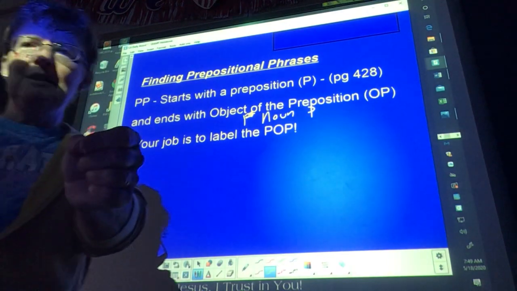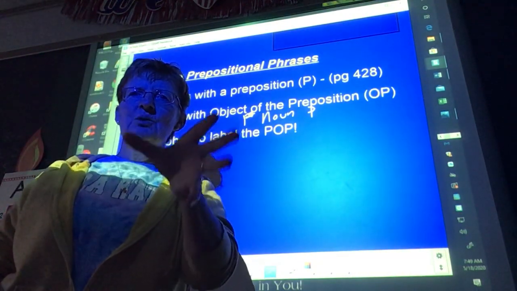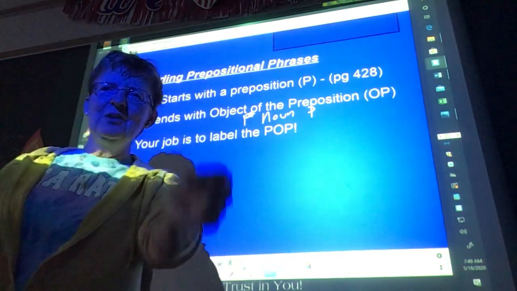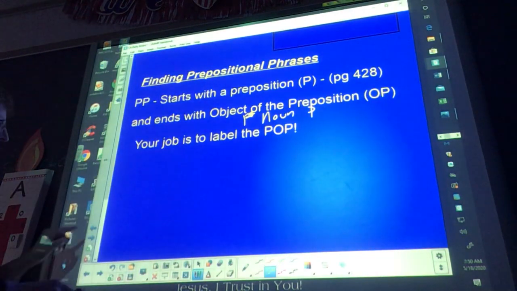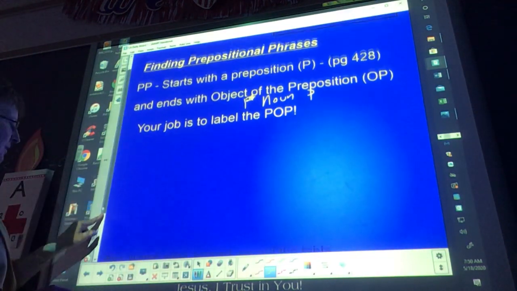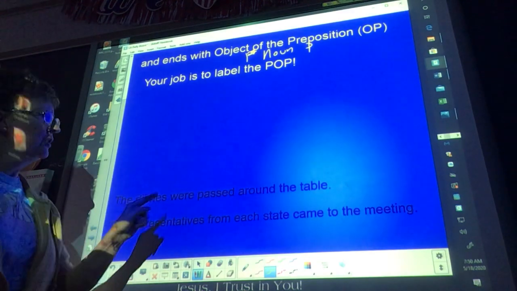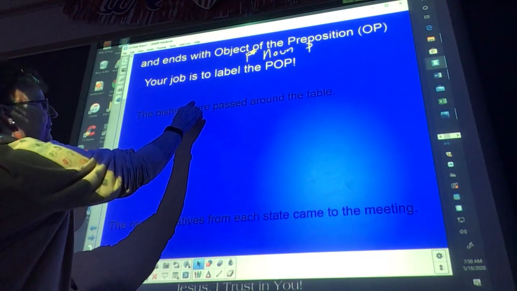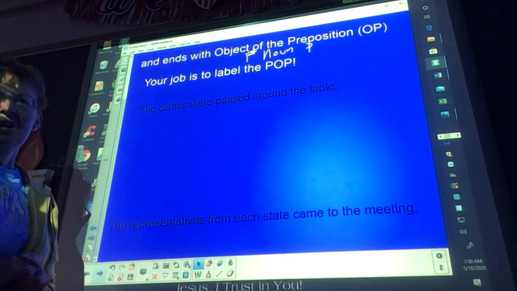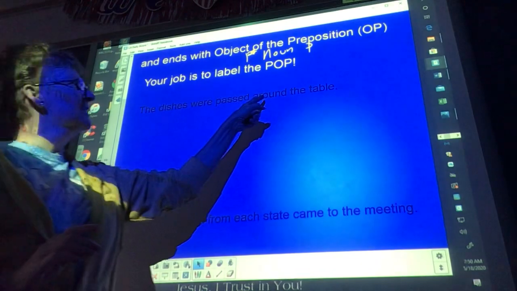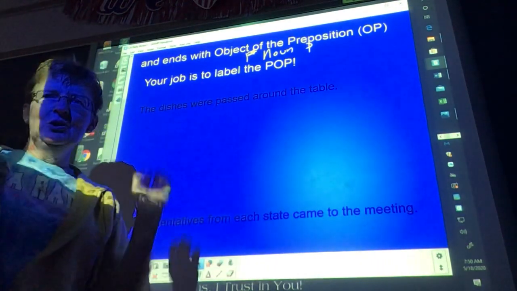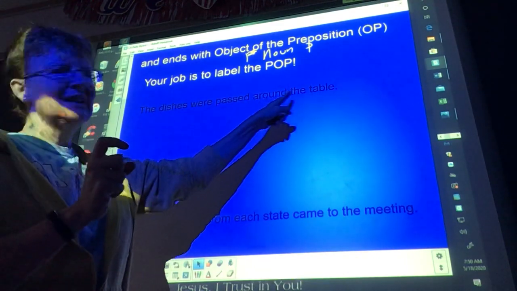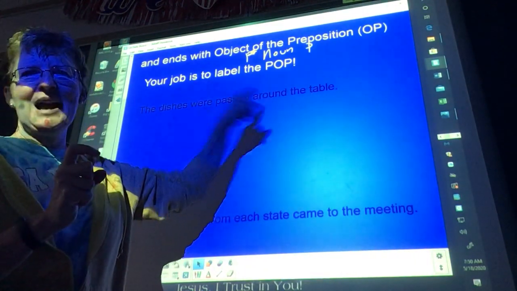So that's what you're going to do. I'm going to show you a couple of examples so that you do the assignment like I'm asking you to, following these directions for each one. Let's look at a couple of examples. Here we have two sentences, and they're kind of dark, so I'm hoping you can see them. The first sentence is, the dishes were passed around the table. We're looking for the preposition first, and I know that in this sentence the preposition is around.